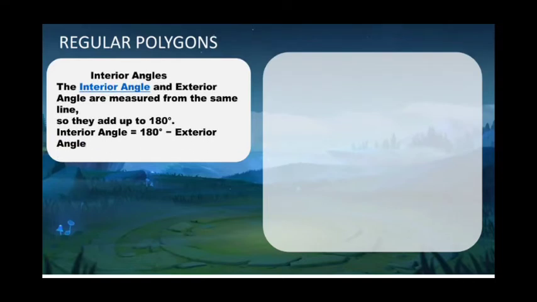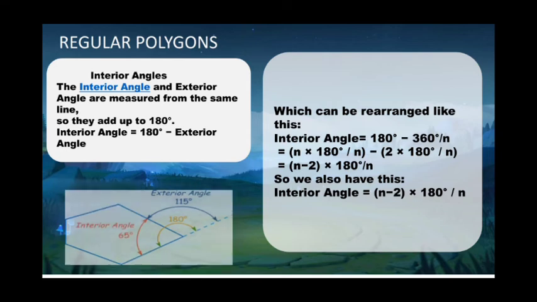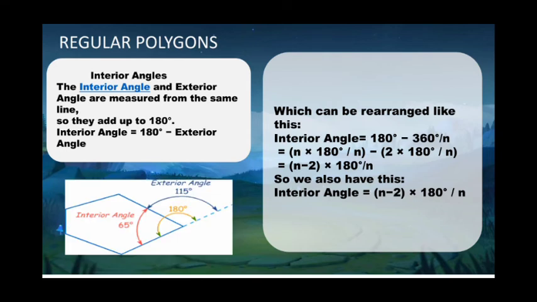So, sa regular polygons naman, di ba, may exterior, may interior angles din. So, the interior angles and exterior angles are measured from the same line. So, they add up to 180 degrees. So, sa exterior angle, nagtotal siya ng 360 degrees. So, sa interior naman is 180 degrees. So, interior angle is equal to 180 degrees minus the exterior angle.